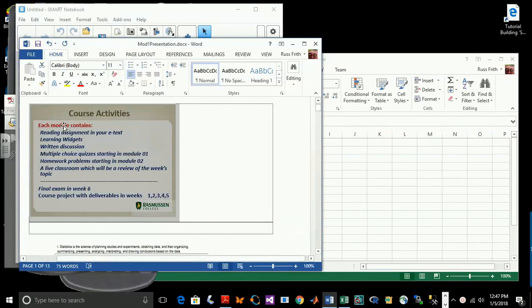So for this class, we have certain course activities. Each module will contain a reading assignment in your eText, learning widgets, a written discussion, multiple choice quizzes starting in Module 1, homework problems which will start in Module 2, a live classroom which will be a review of the week's topic. The final exam will be in week 6.